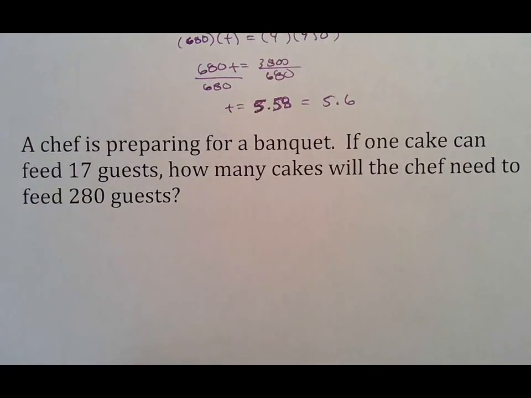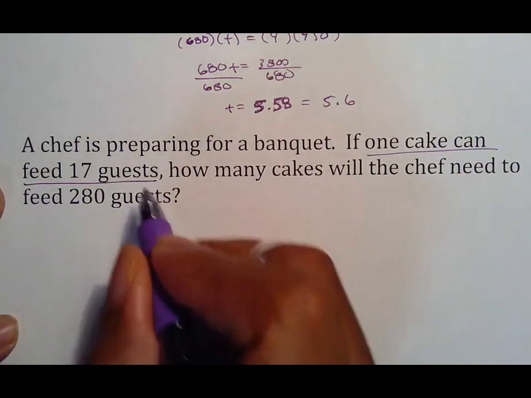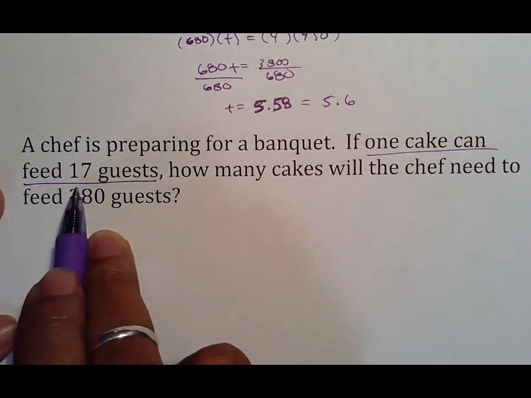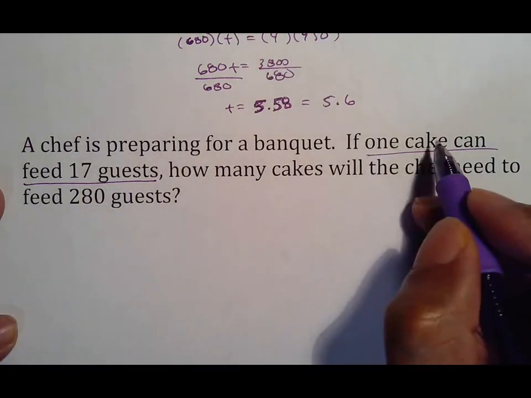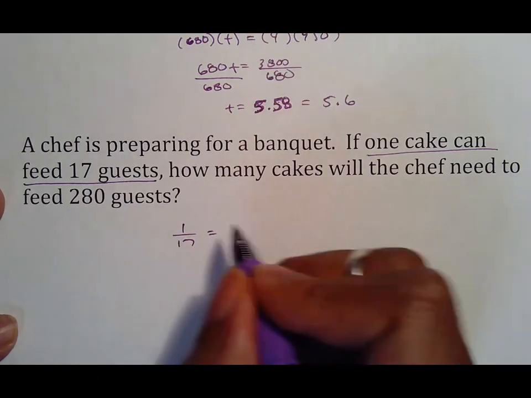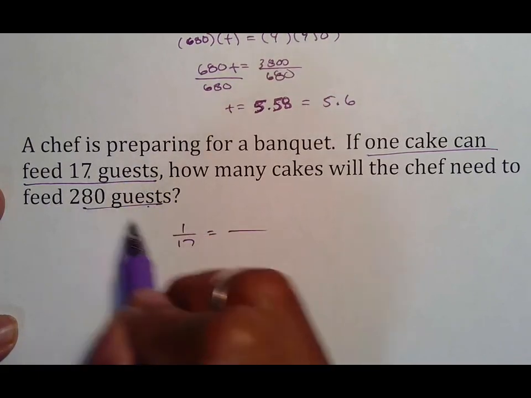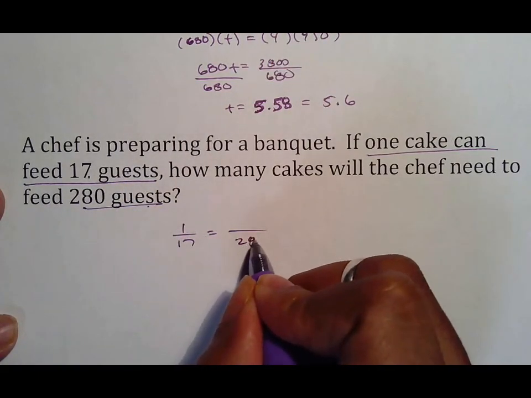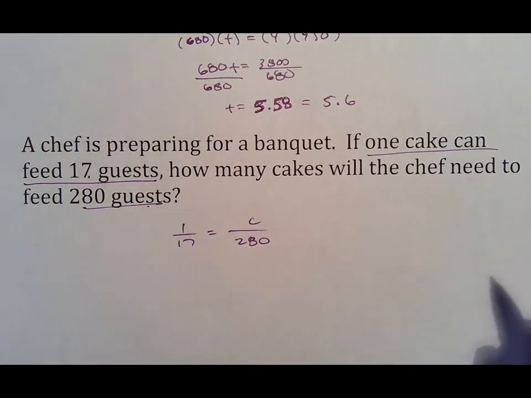A chef is preparing for a banquet. If one cake can feed 17 guests, how many cakes will the chef need to feed 280 guests? Again, you have a situation here, it tells you a general situation and wants you to expand it for a higher situation. So one cake, notice the one was hidden, can feed 17 guests. Again, it wants to expand to 280 guests. Well, guests here is the same as 17, which means 280 should be in the same location as the 17. I'm going to put C for cake.